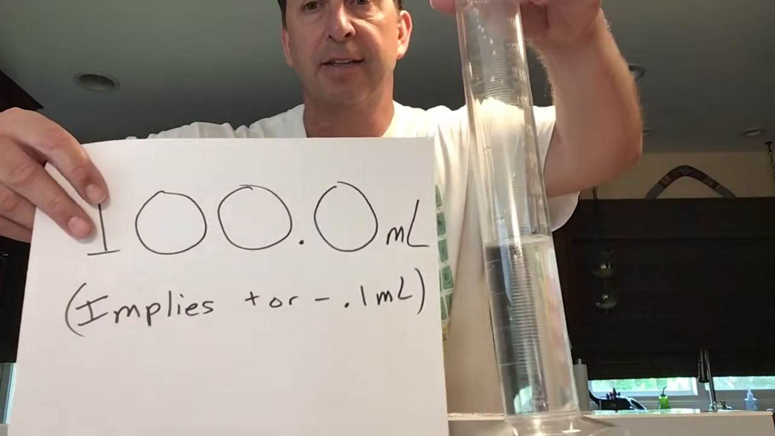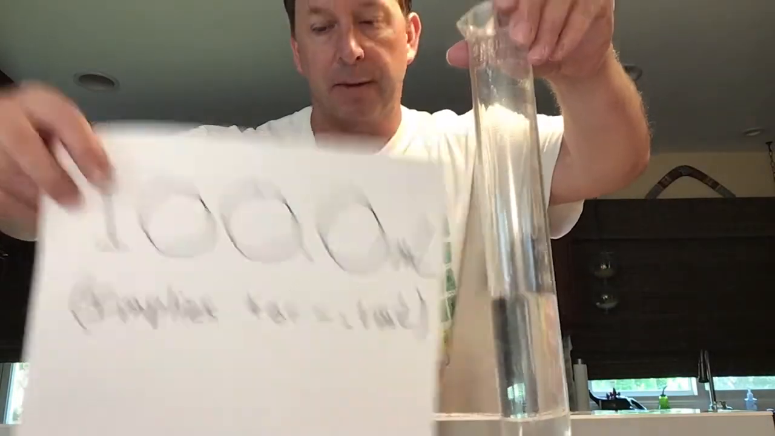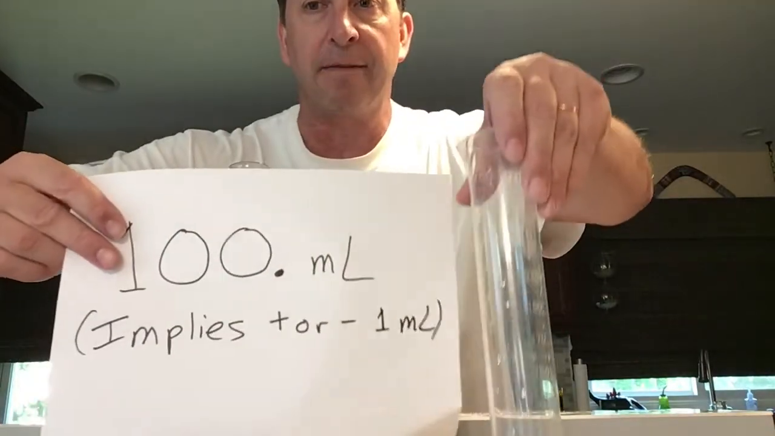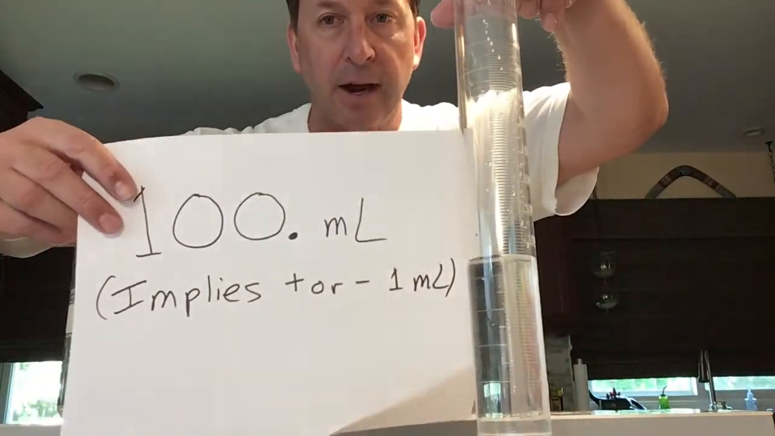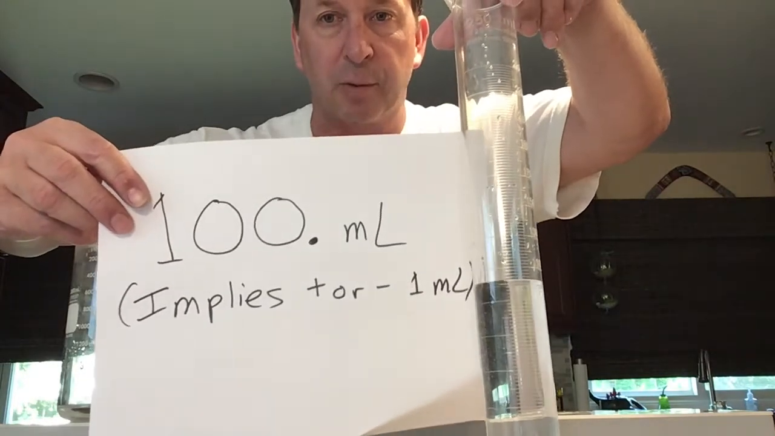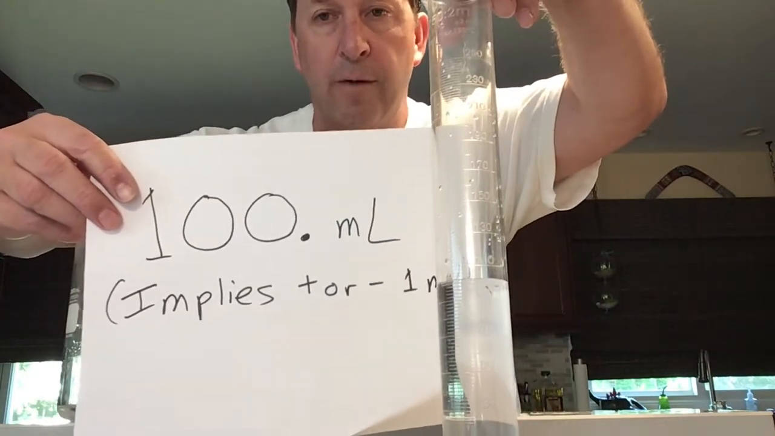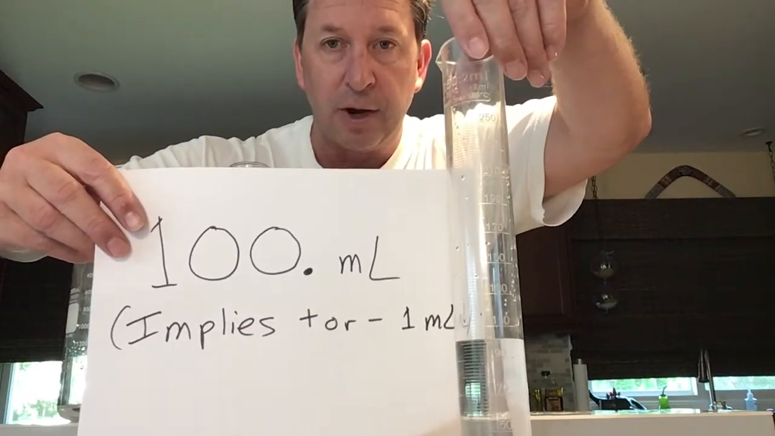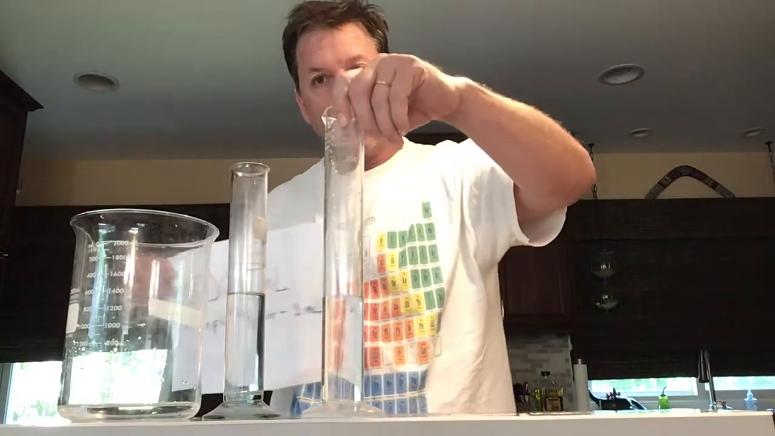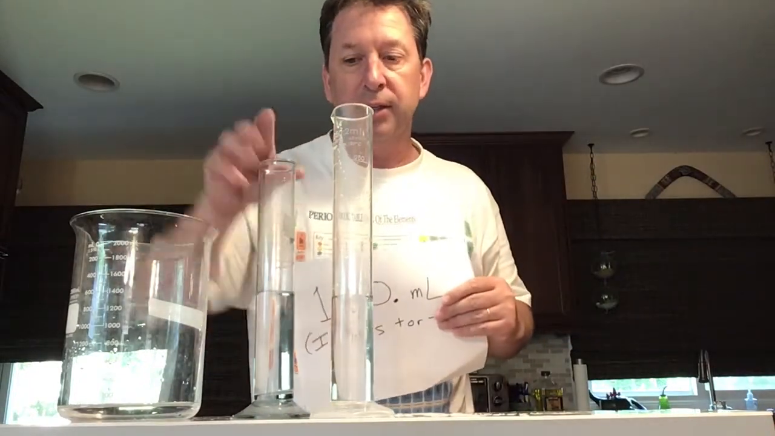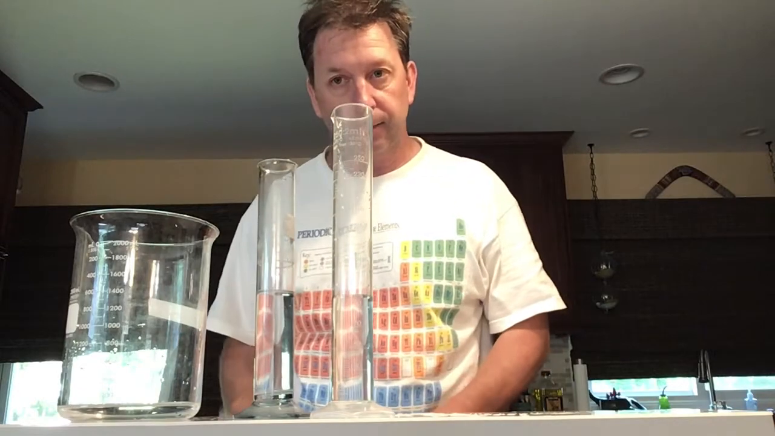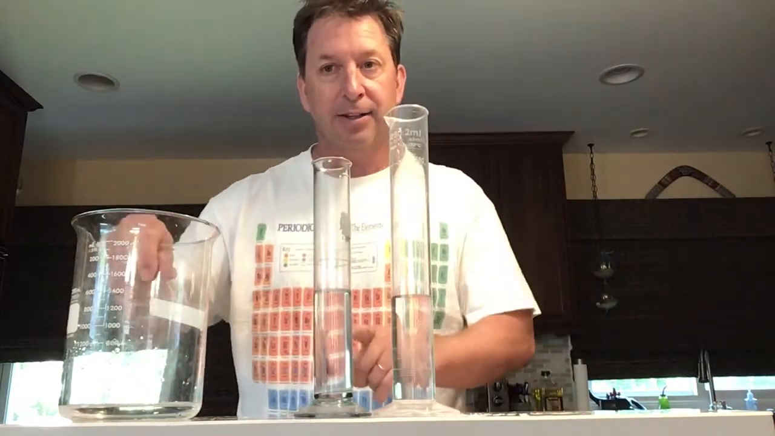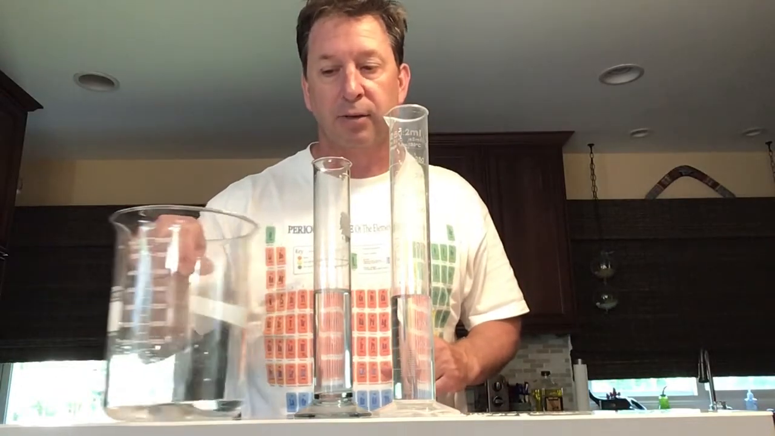In this case, this volume is reading 100. milliliters, meaning we have three significant figures, and my uncertainty is about plus or minus 1 milliliter. I could be a little bit over by 1 milliliter, I could be under by 1 milliliter. So here is a volume reading of 100 milliliters. And if we look here and here, this is a pretty good estimate for 100 milliliters as well. Quite ironic, that these are 100 milliliters, yet this is 100. milliliters as well.